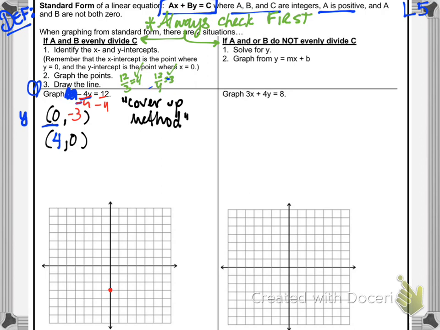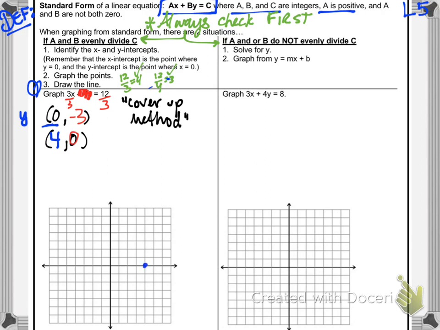y equals negative 3. Doing the same thing for the x value, for this one here, I substitute a 0 in for y. So then I'm just solving the equation 3x equals 12, divide by 3 there, and that gives me 4 for the x value that goes with the x-intercept.